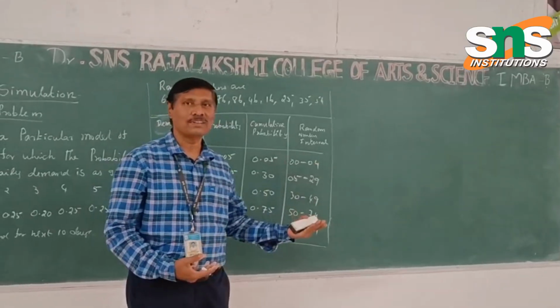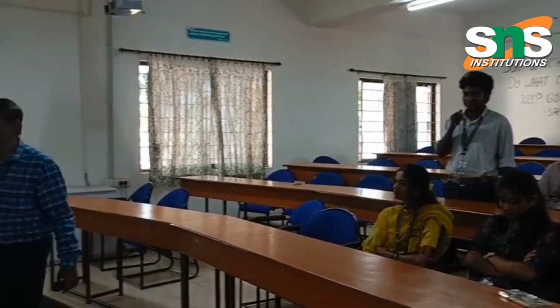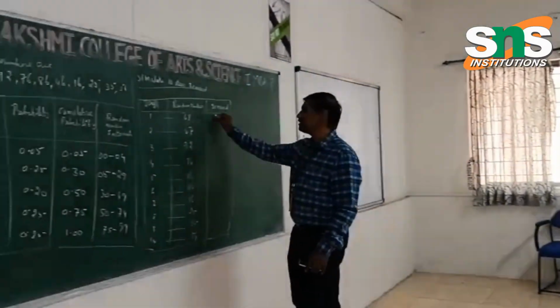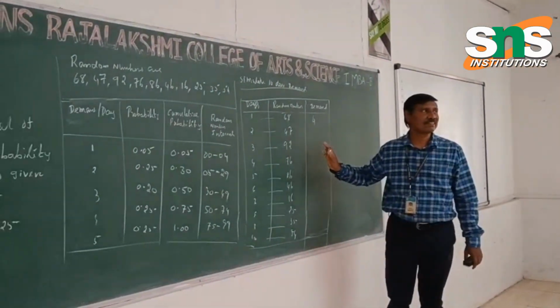Now we calculate the demand for each day. There are 10 days we simulate. For the first day, the random number is 68. How do we calculate the demand for the first day? The random number 68 lies in the interval 50 to 74, so the demand is 4. What is next?